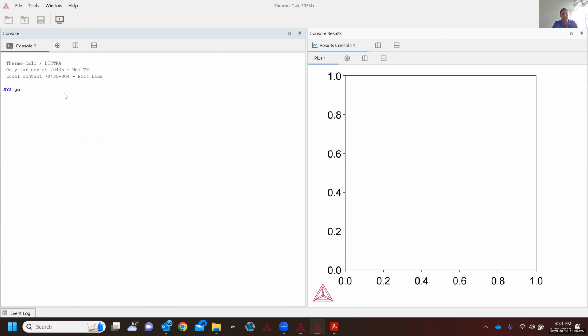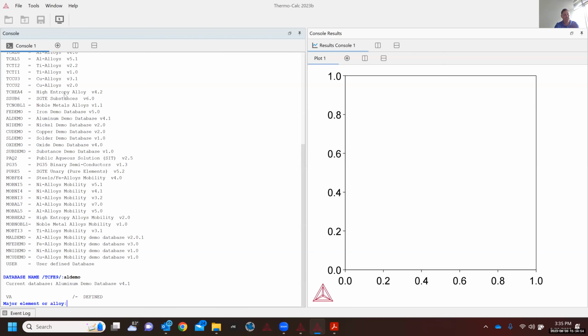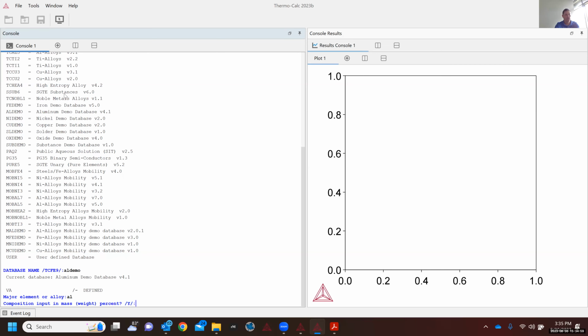One last quick calculation. So go to the console, go SCH for Scheil. We'll start. ST stands for start. If you do this in console mode, if you do a Scheil calculation, go Scheil or go SCH. ST stands for start. It'll ask for what database. We will use AL demo. Then it'll ask what's the major alloy, major element, aluminum, composition in weight percent. For now, we'll use yes.